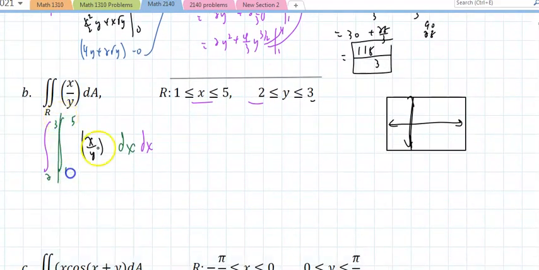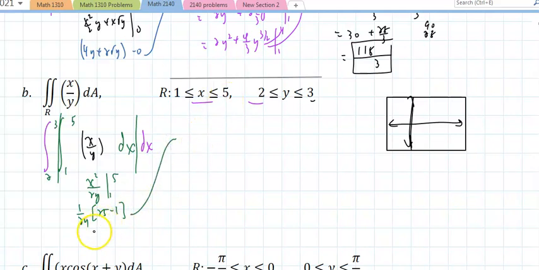And the innermost integral is x. That's really x squared over 2y evaluated from 1 to 5. That is 1 over 2y times 25 minus 1. So I got this to be 24 over 2, right? I got this to be 12 over y, and I'm going to integrate that from 2 to 3 with respect to y. Okay, I wrote the x twice there.